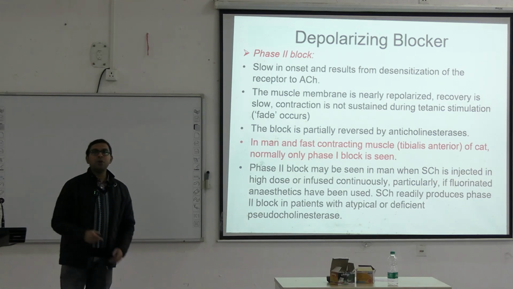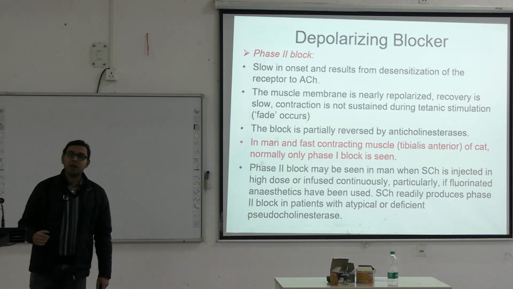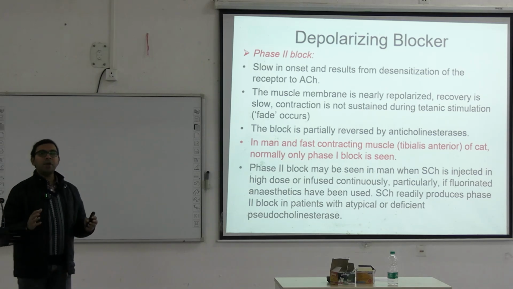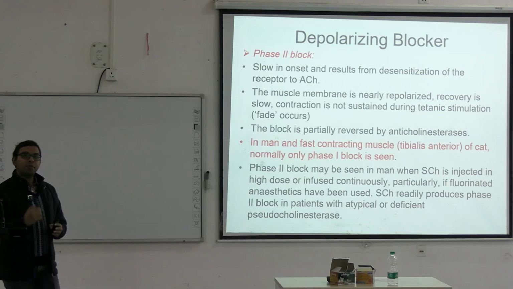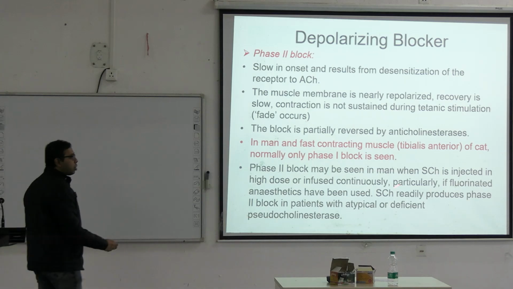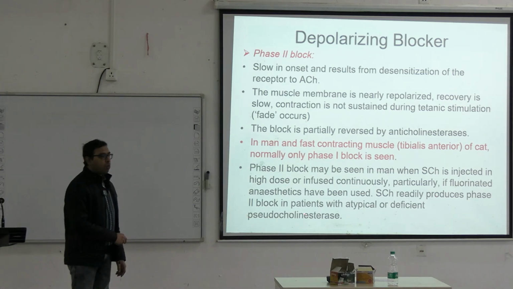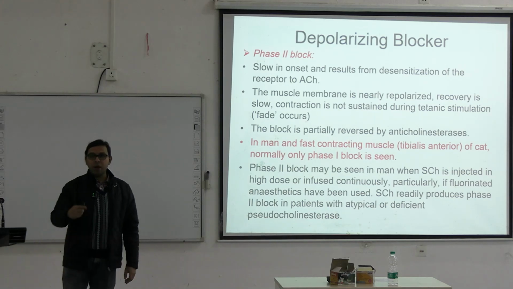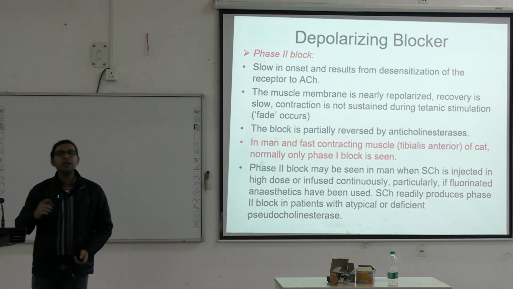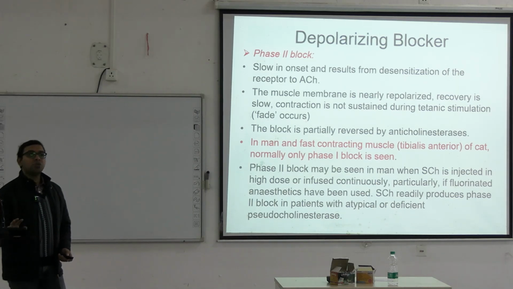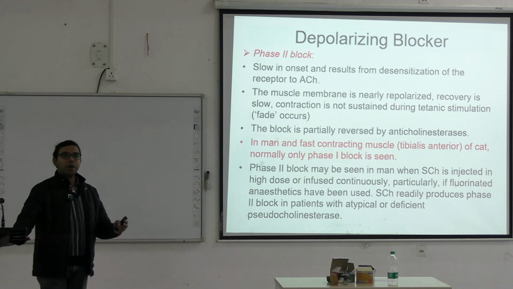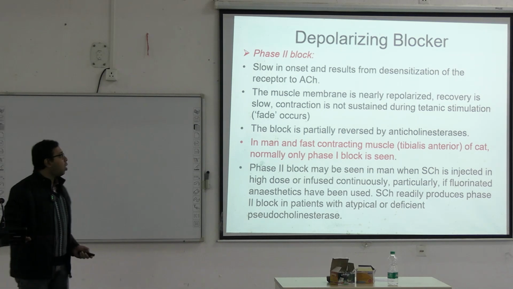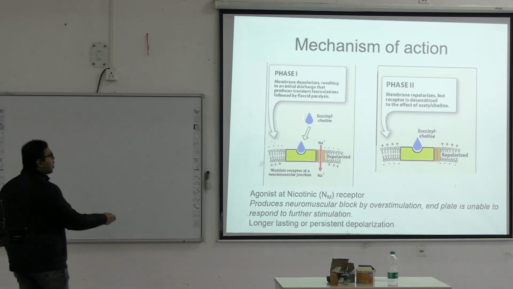So when you read about the anesthetics, there are some fluorinated anesthetics like halothane. There may be some interactions and there will be less metabolism of these drugs. Succinylcholine readily produces phase 2 block in patients with atypical or deficient pseudocholinesterases. Already I have discussed this. So in these cases phase 2 block usually ensues. This is problematic. If the patient goes to the phase 2 block, it is difficult to reverse back to the normal position.